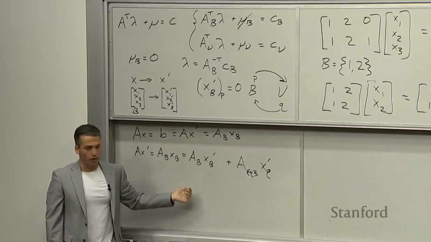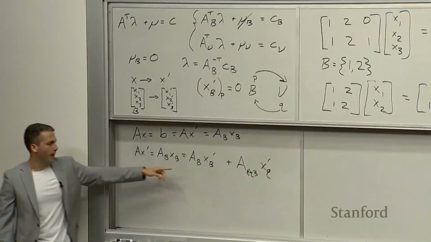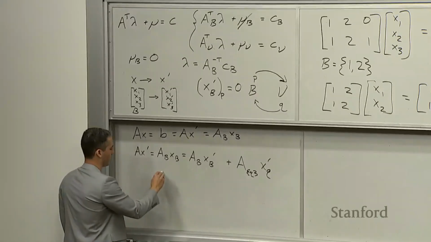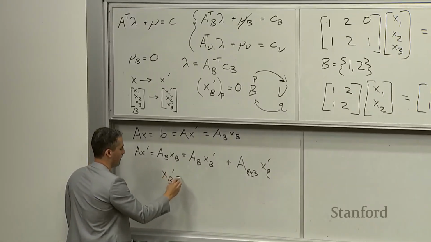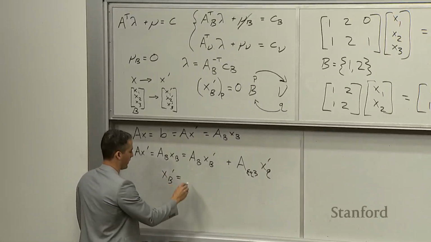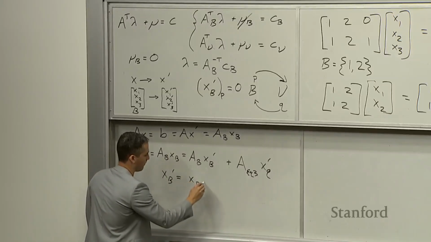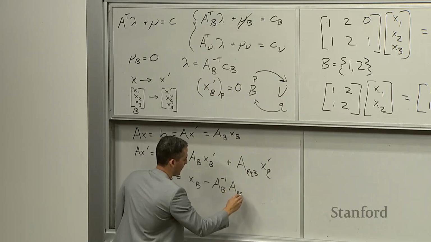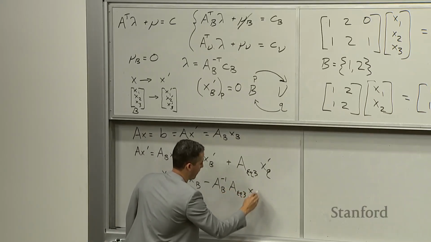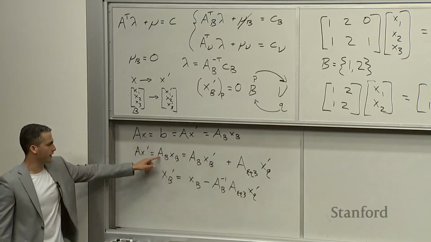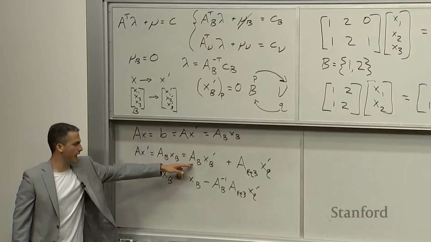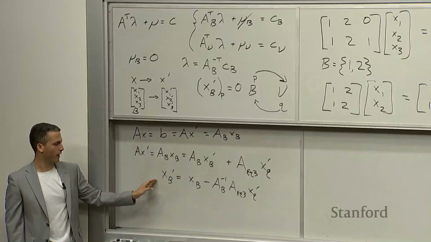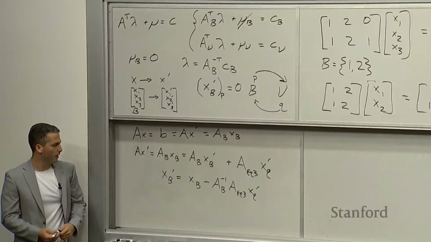So now what we can do here is solve for x basis prime, because that's what we're interested in. If we rewrite this in terms of x basis prime, what we get is x basis minus A basis inverse A_Q x_Q prime. We basically just took the inverse of A basis and moved this over to the other side, and we get this for x basis prime.